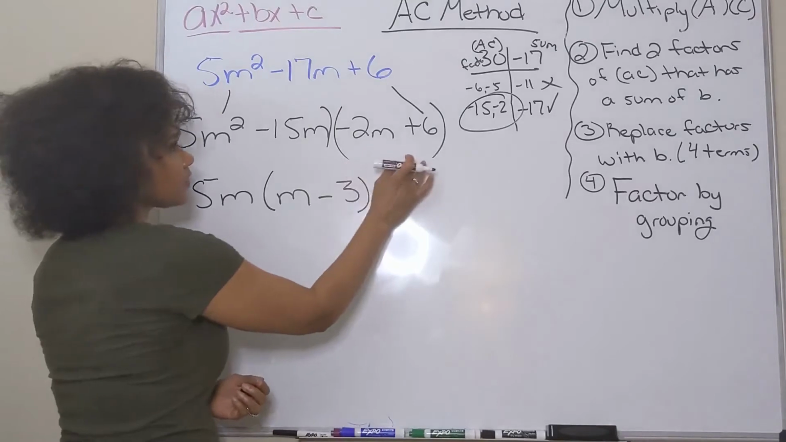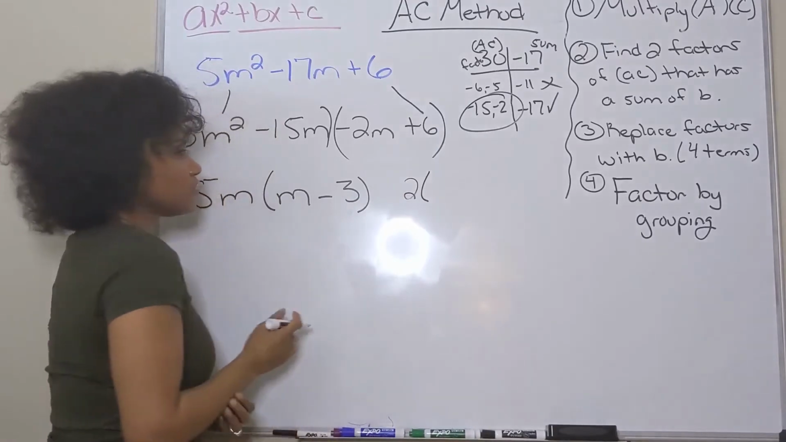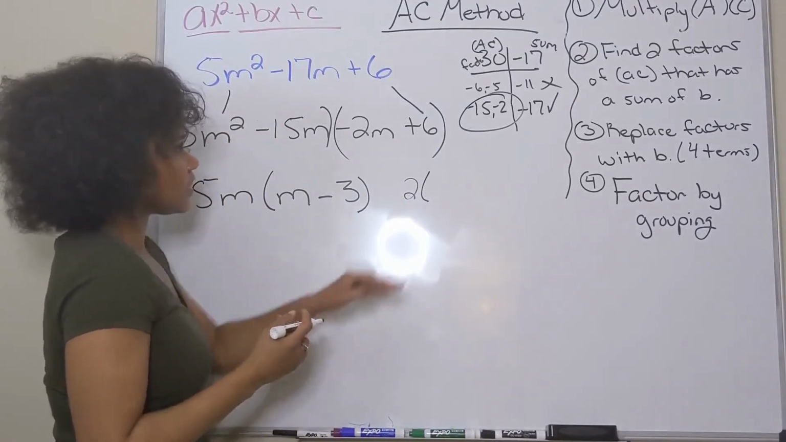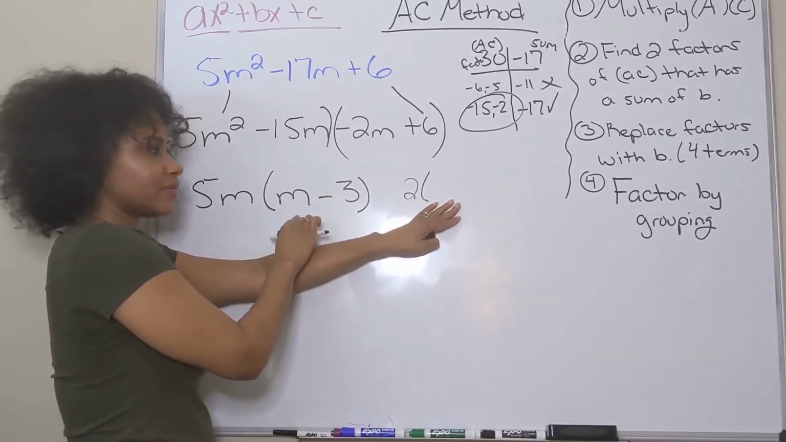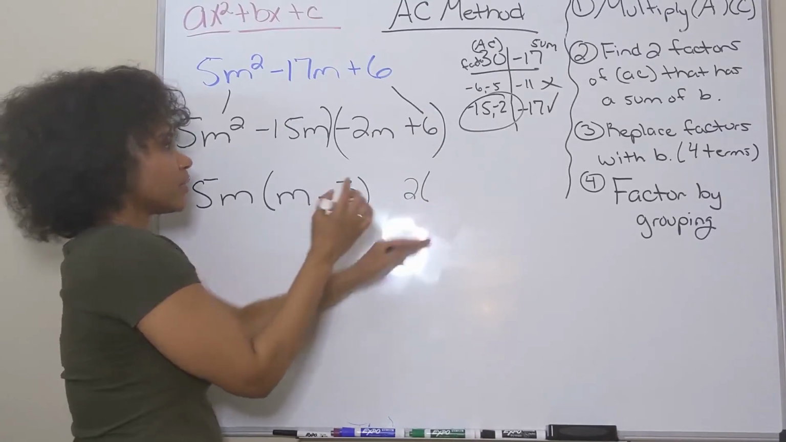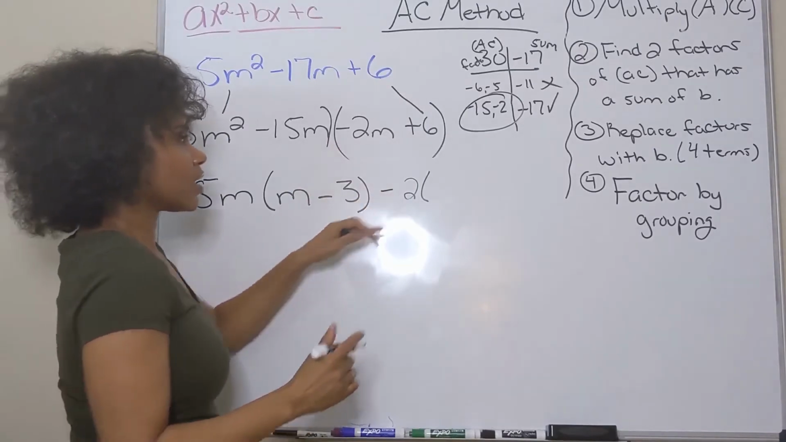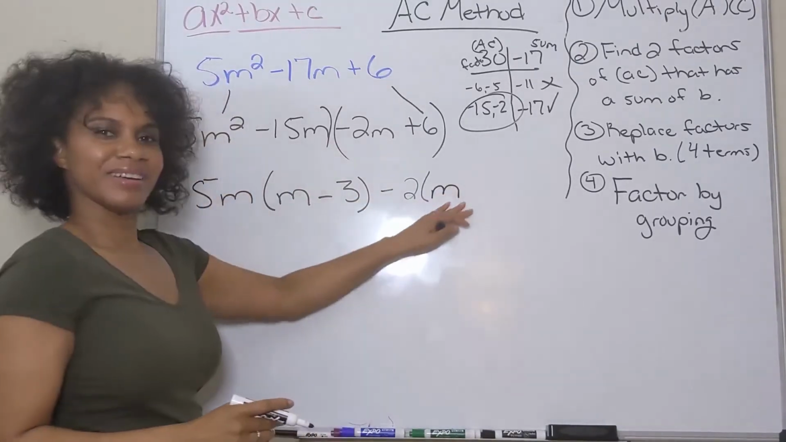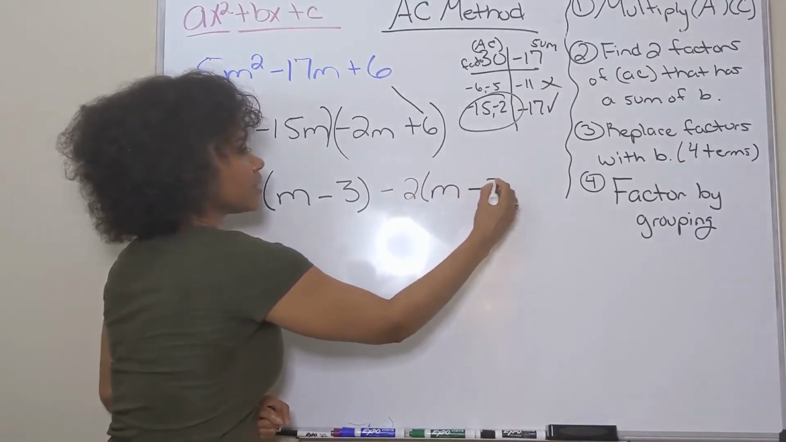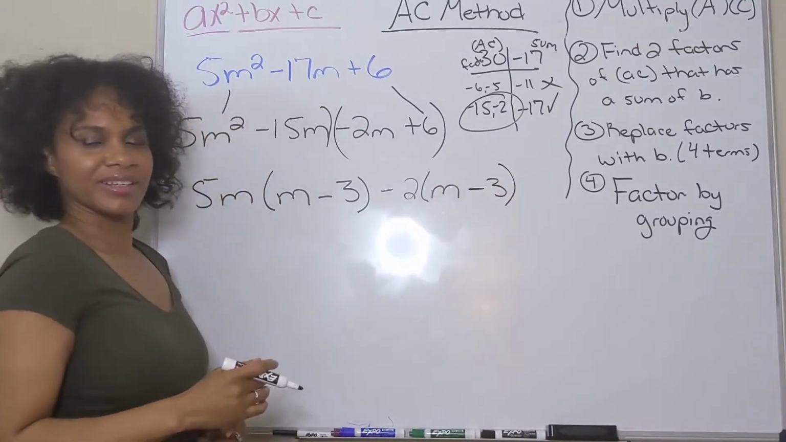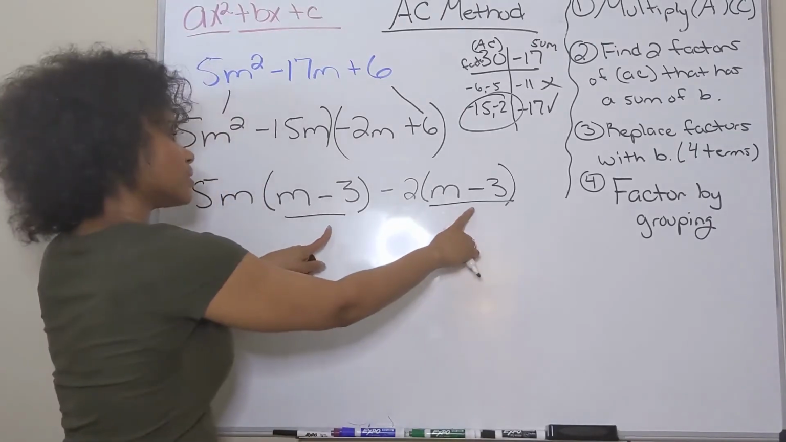Now, if you notice here, I can factor out a 2, right? If I just factor out a 2, I'm going to be left with a negative m right here. I want a positive m. So since I want a positive m, I'm going to factor out a negative 2. So negative 2m divided by negative 2 would just leave me with m. And then 6 divided by negative 2 gives me negative 3. All right. Because I want these two binomials to match up.